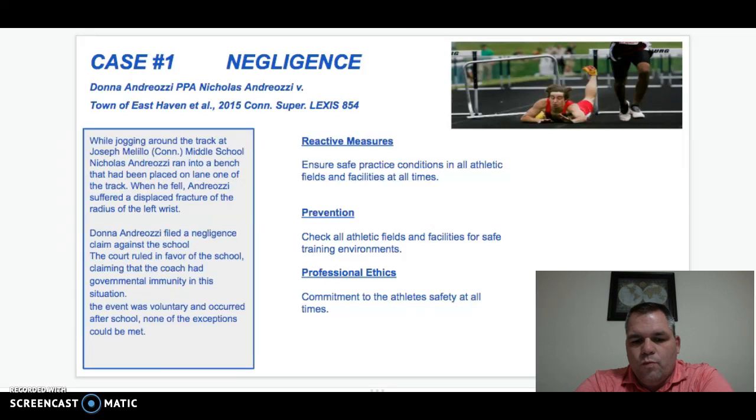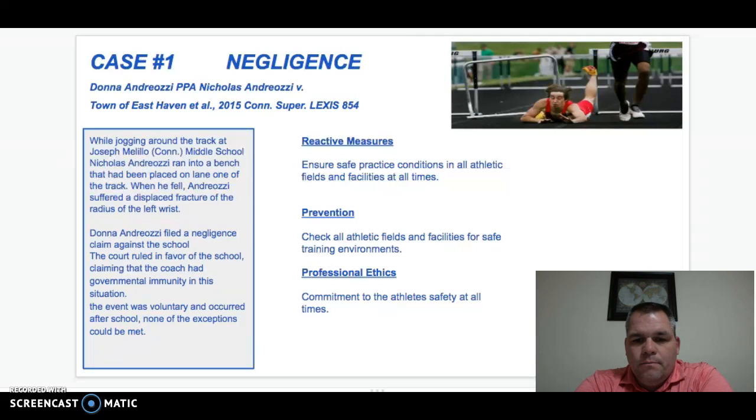The mother filed a negligence claim against the school, and the court ruled in favor of the school, claiming that the coach had governmental immunity in this situation. Basically, they said the event was voluntary and it occurred after school and off of school grounds. So none of the exceptions to governmental immunity were met, and the coach and the school were let off.